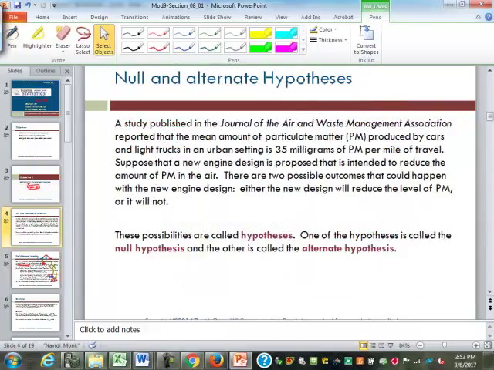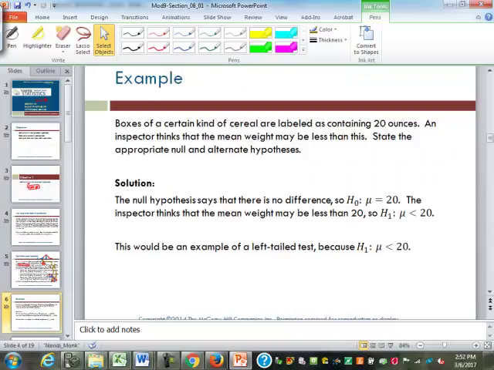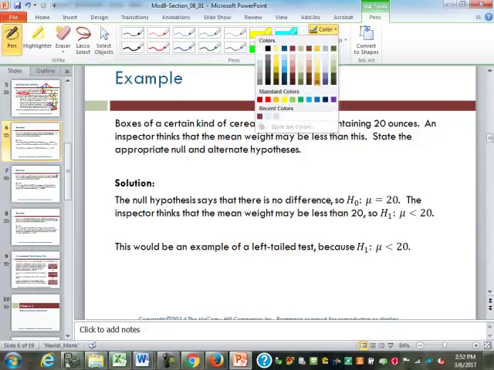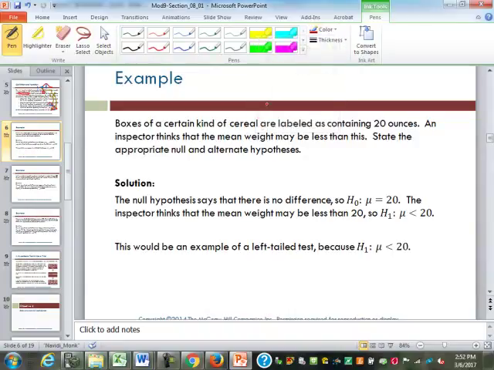So the study published in the Journal of Area Management. Okay, so same, I'm not going to read it again, same situation we had before. We're going to look, oops, that's why I went back instead of forward. So boxes of a certain kind of cereal are labeled as containing 20 ounces. An inspector thinks that the mean weight may be less. State the appropriate null and alternative hypotheses.